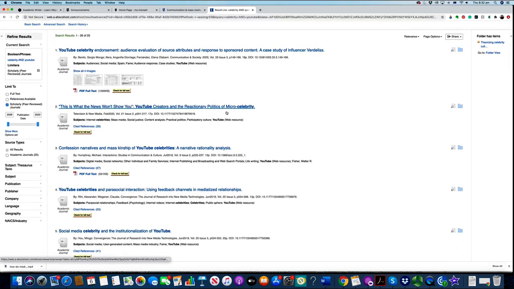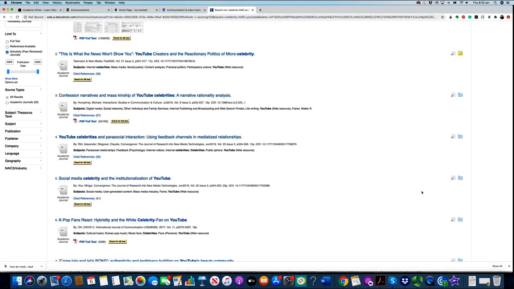And what we find here is the idea that YouTube has been related to a particular sort of celebrity called micro celebrity. So this is worth looking at as well, because it tells us that there are different sorts of celebrities, and that quite often celebrities are connected to particular platforms. There's another thing down here: social media celebrity and the institutionalization of YouTube. This looks super interesting, because what it suggests is that celebrity is something which is related to the promotion and the consolidation of particular platforms.